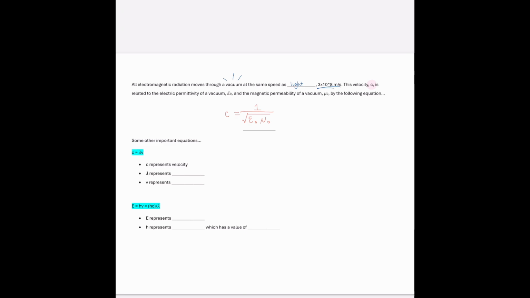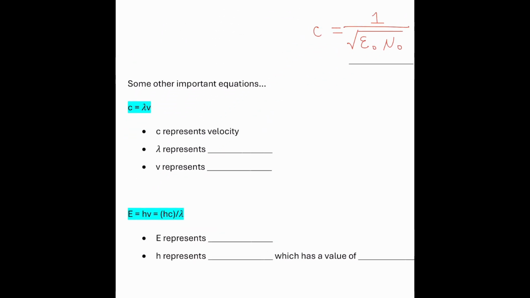So we've got a couple other important equations to note. We already covered that c is velocity, but it's important to note that we can actually represent c with the formula c = λν. As we've also talked about here, λ represents wavelength. And what could ν represent? Perhaps frequency?